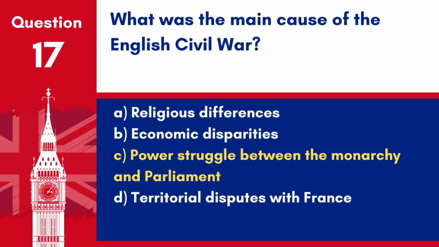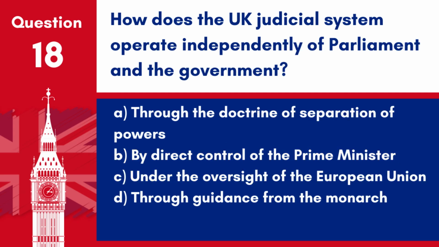Answer: C. Power struggle between the monarchy and Parliament. The main cause of the English Civil War was the power struggle between the monarchy and Parliament, centering around issues of governance and authority. Question 18. How does the UK judicial system operate independently of Parliament and the government?